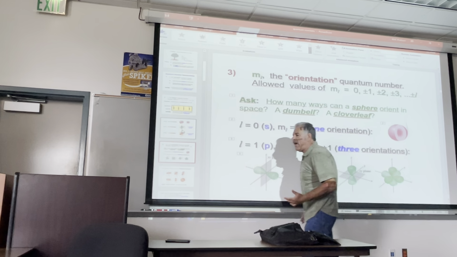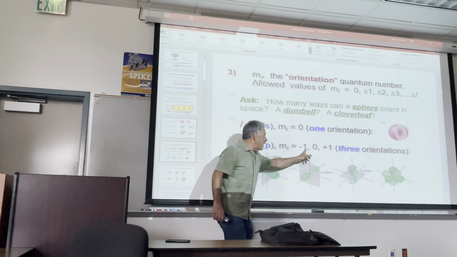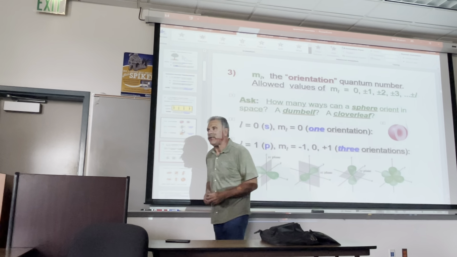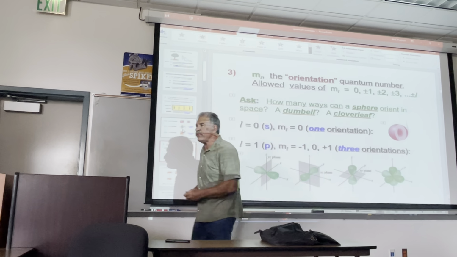If l is 0, the value of plus or minus l is 0, so there's only one orientation for the sphere. If we go to l equals 1, now we have minus 1, 0, and 1. There are 3 possible orientations to find these electrons. And there are 3 orbitals, or subshells, in the p orbital. That means one's going to be oriented in the minus 1 direction, one in the 0 direction, and one in the plus 1 orientation. Would l equals 2 be 5 orientations?